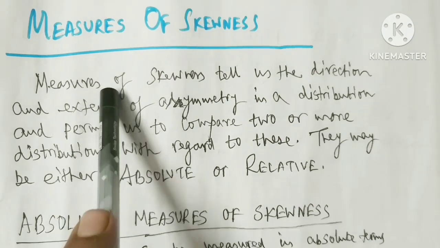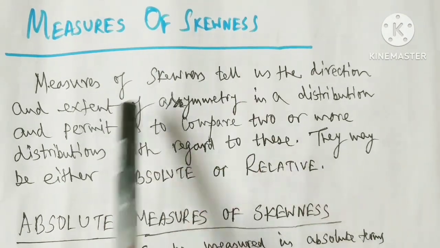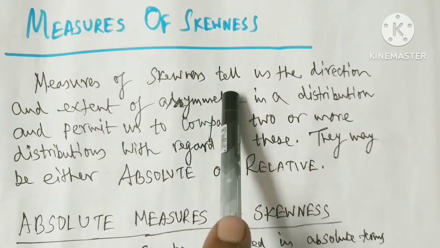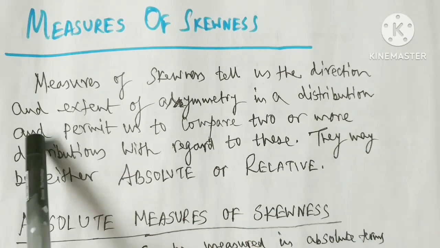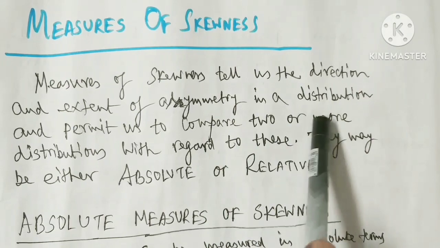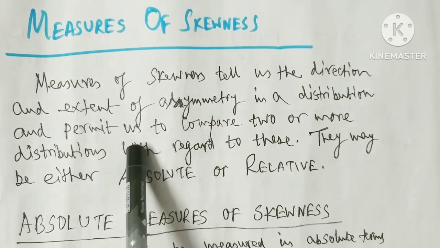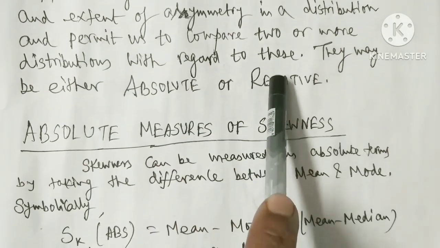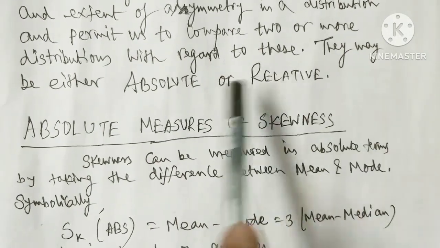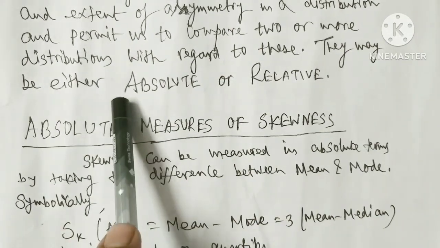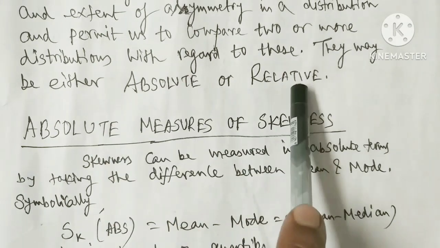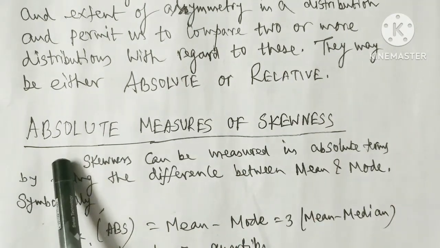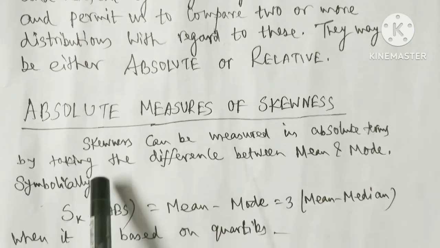Now we focus on measures of skewness. Measures of skewness tell us the direction and extent of asymmetry in a distribution and permit us to compare two or more distributions with regard to these. They may be either absolute or relative. Now we focus on absolute measures of skewness.